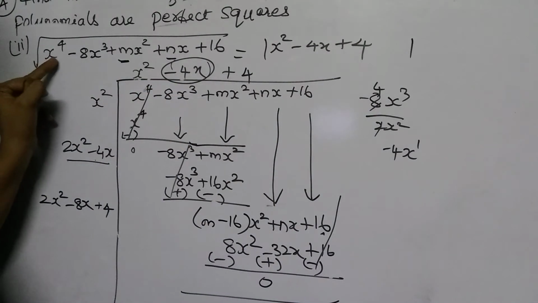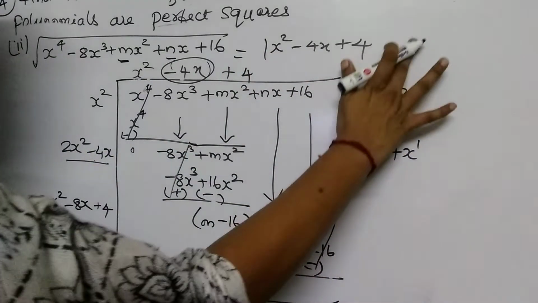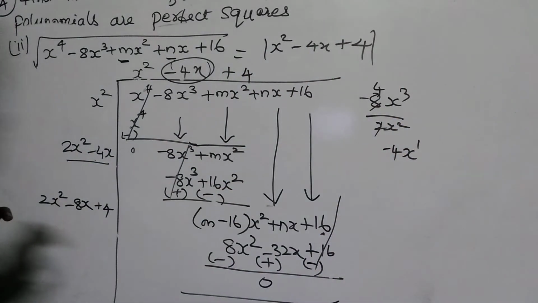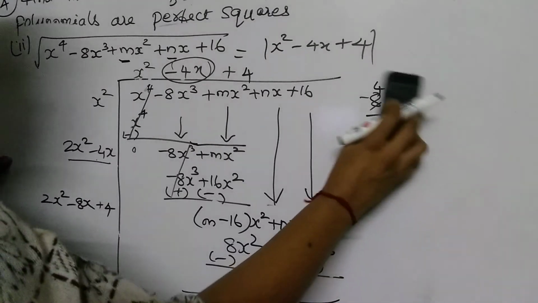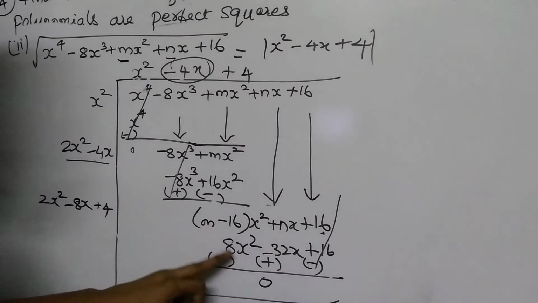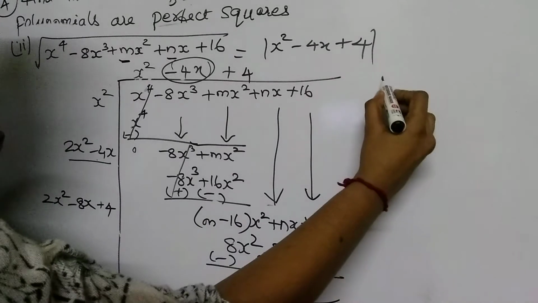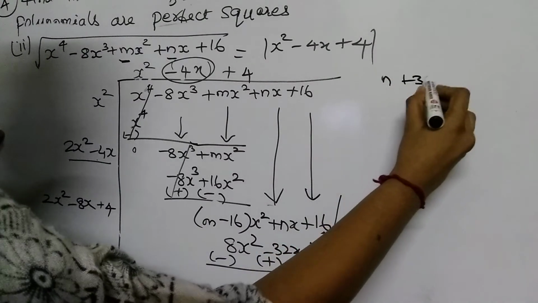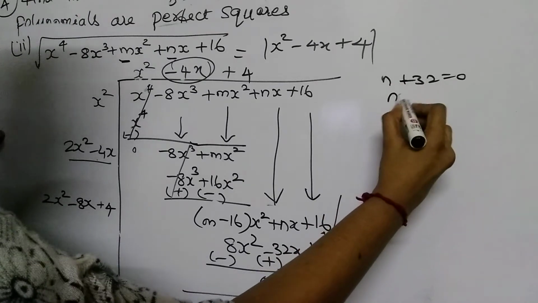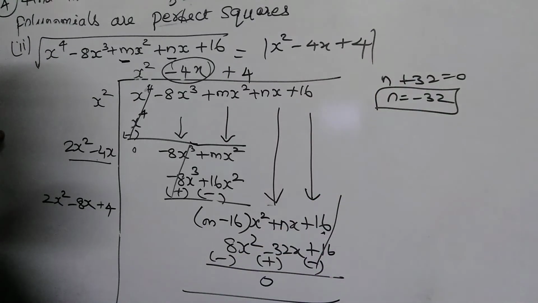That means the root of this polynomial is the modulus of x square minus 4x plus 4. Okay, now we can compare the x square term and the x term and find the m and n values. Now comparing the x terms, what do you get? n plus 32 is 0, and your n will be minus 32. Take that plus 32 to the other side, it is minus 32.